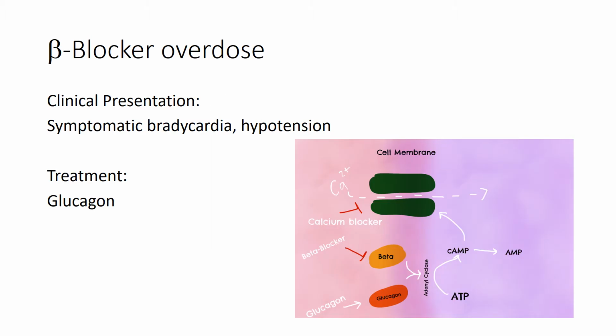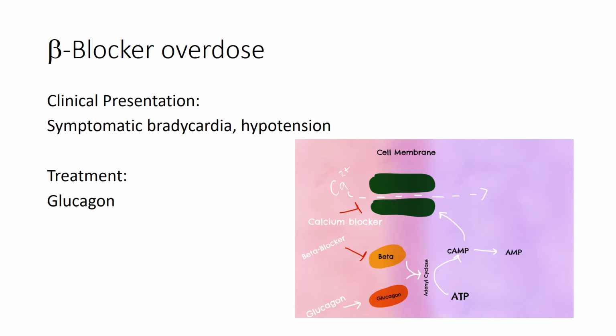Beta blocker overdose clinical presentation: these patients will come in with symptomatic bradycardia and hypotension. Elicit collateral from either the family member or patient, and you'll be able to discern whether this is something more ominous or if it's a beta blocker overdose. The treatment for these patients is glucagon.